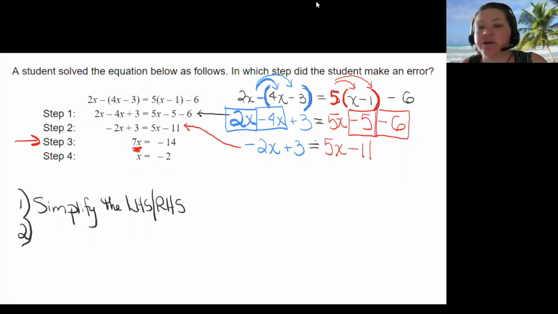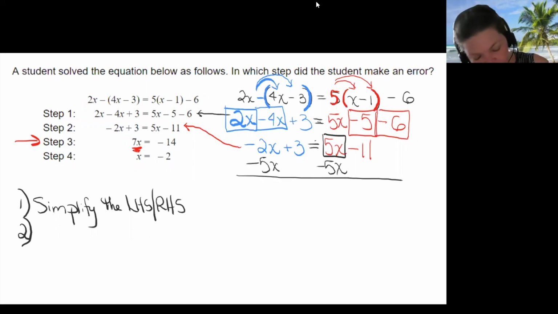So super important. So let's try, like they did, to move our letters to the left. I've got to move this 5x term. How could I move this 5x term? It will become negative. I'll subtract it away. I can do whatever I want as long as I do it to both sides. And let's see what I would get here.